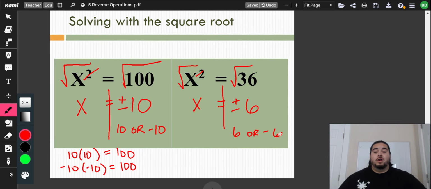Okay, and that's all for one-step equations. Remember, all you do is work backwards by undoing the operation that's already been done. If they add, we subtract. If they multiply, we divide, and so on.